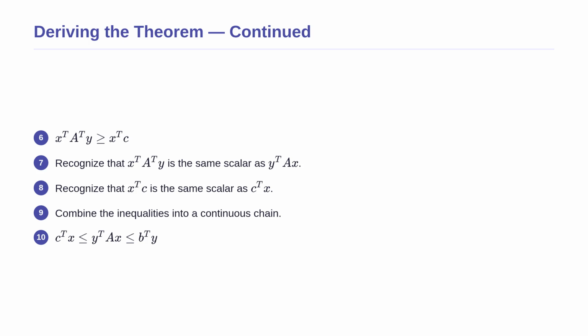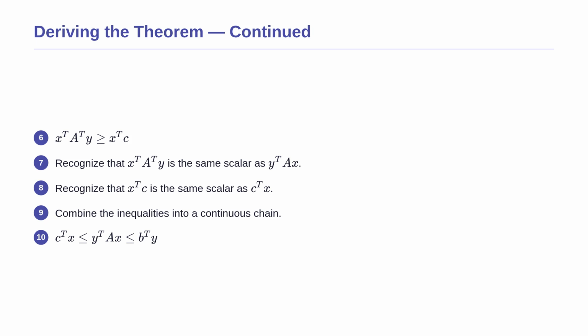Continuing our derivation, we look at the result of multiplying the dual constraint. We get X transpose times A transpose times Y is greater than or equal to X transpose times C. Here is the mathematical trick. These are just scalar values.